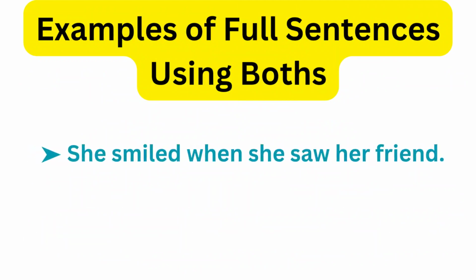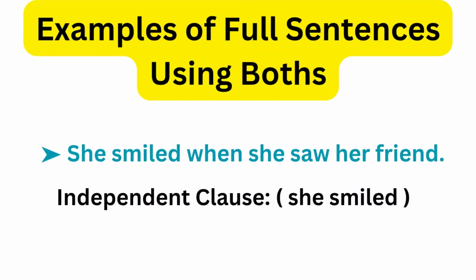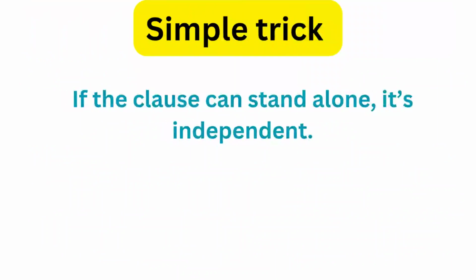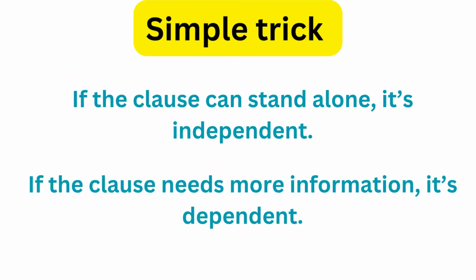She smiled when she saw her friend. Independent clause: She smiled. Dependent clause: When she saw her friend. Simple trick. If the clause can stand alone, it's independent. If the clause needs more information, it's dependent.